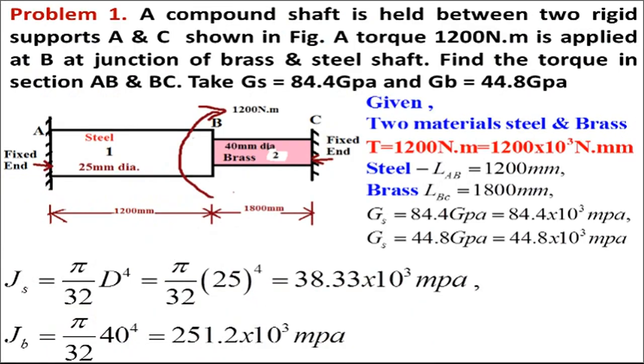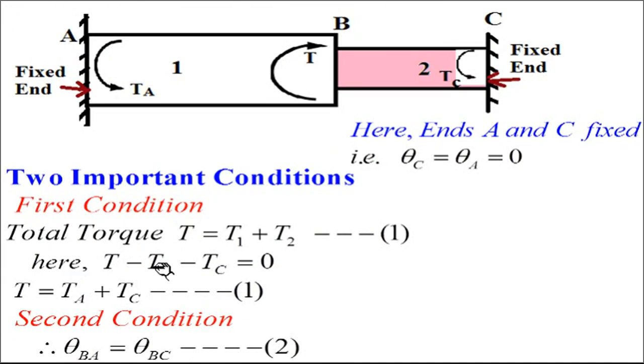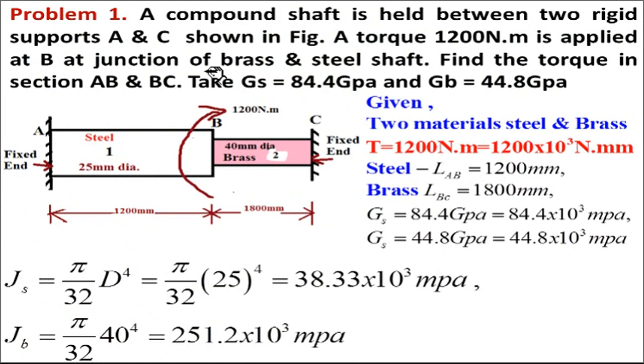Now see the first problem. While solving the problem you need to show this free body diagram. Initially this TA and this TC are not shown on the diagram, only this T will be shown. You must see that when T is acting clockwise, these two torques must be anti-clockwise. If this torque is acting anti-clockwise, then both the torques will be clockwise, because due to this applied torque, this torque will get distributed over the two ends by some magnitude. So just see the first problem.